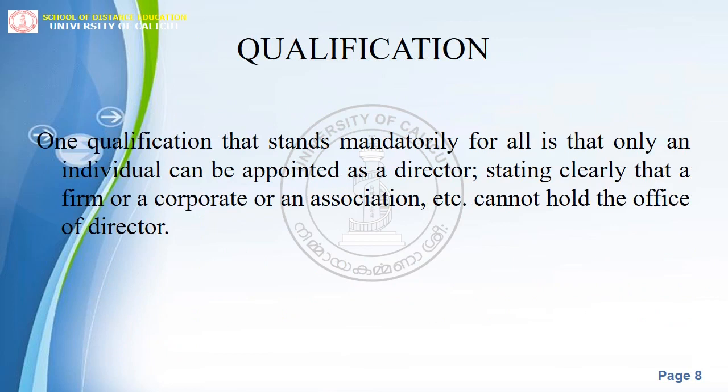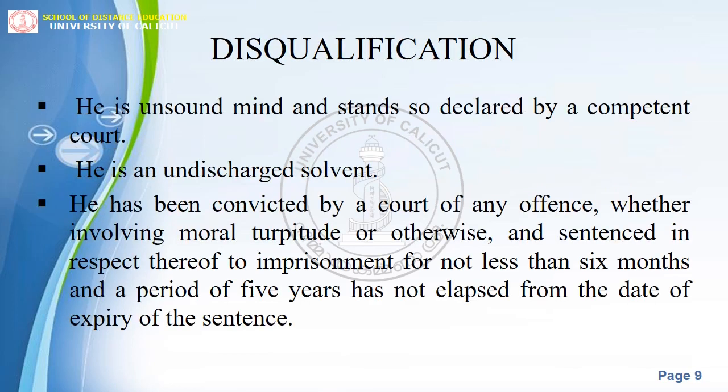The qualification for a director depends on the type of director, but one qualification is mandatory for all: a firm, a corporate, or an association cannot hold the office of a director. The disqualifications for a director include being of unsound mind, as stated by a court. If he is an undischarged insolvent, he is disqualified to be a director. Moreover, if he is convicted by a court for any offense, he cannot qualify to be a director.